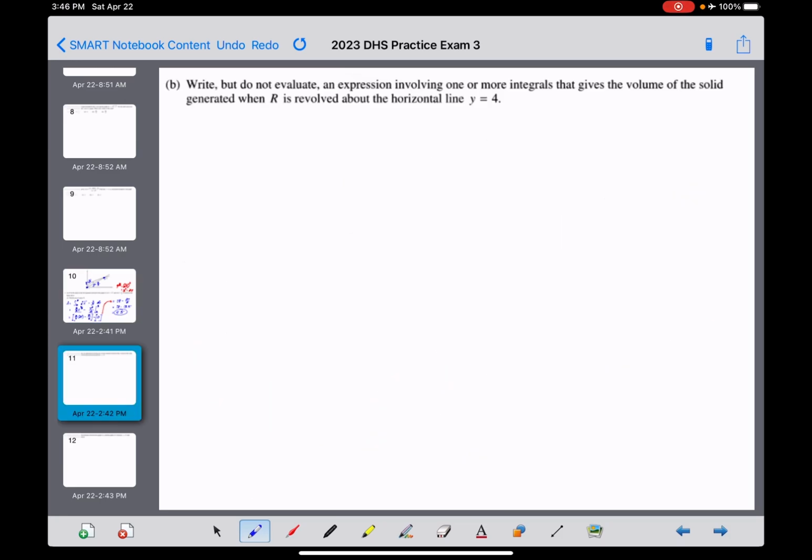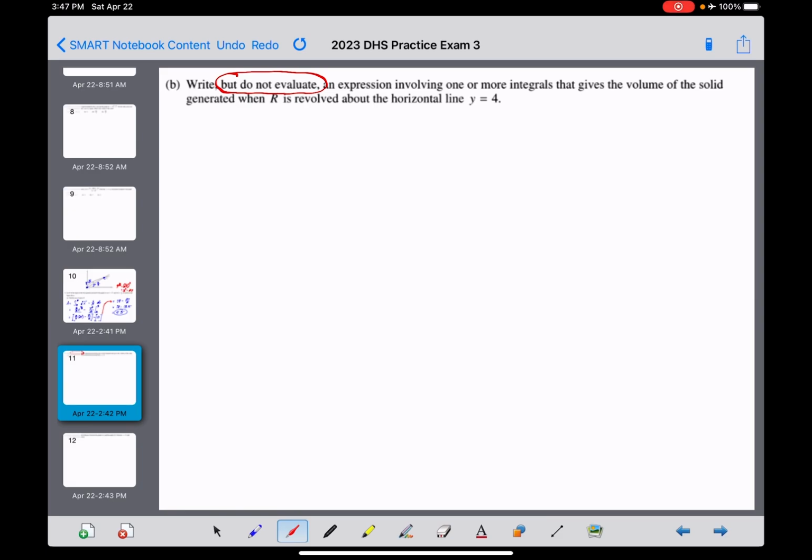Let's move on to part B now. Right, here you go, but do not evaluate. That's something you want to circle as soon as you read it, guys, because that means the integral we're about to set up is probably too complicated to do by hand, or just really, really time consuming.